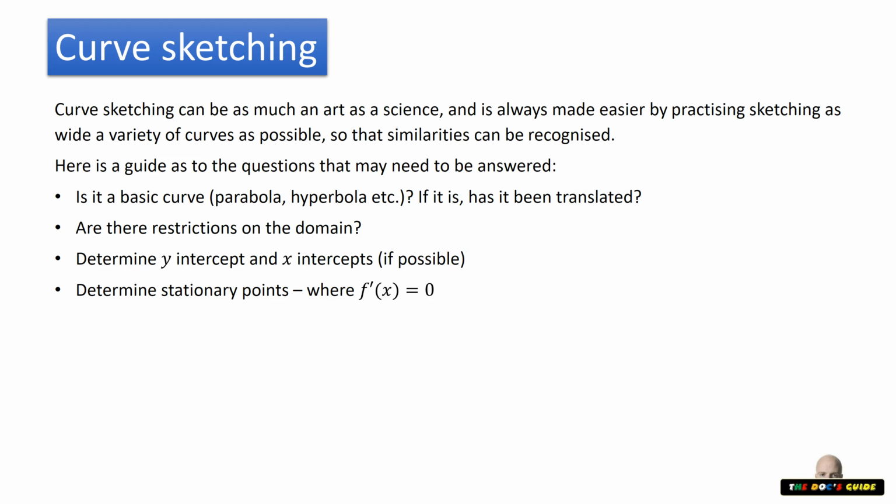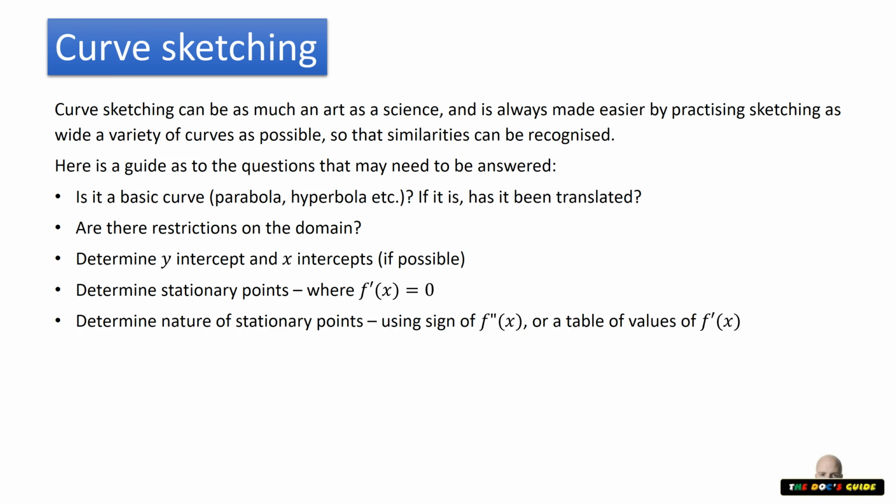Are there any stationary points? So we take our first differential and see whether there's a spot where the first differential equals 0. And what is the nature of the stationary points? So we can find the second differential if it's relatively easy to find, and notice its sign to work out whether we've got a maximum, minimum, or possible point of inflection. Or if the second differential looks hard to get, we can just use a table of values of the first differential either side of the stationary point.